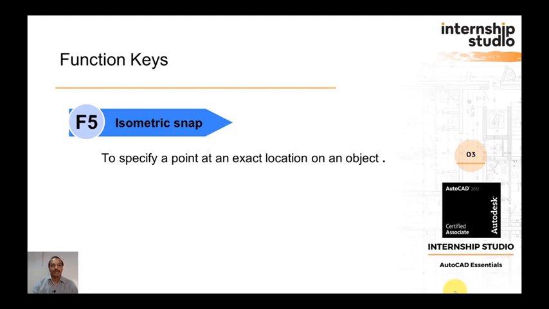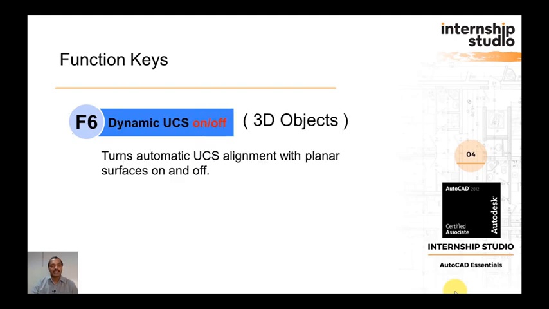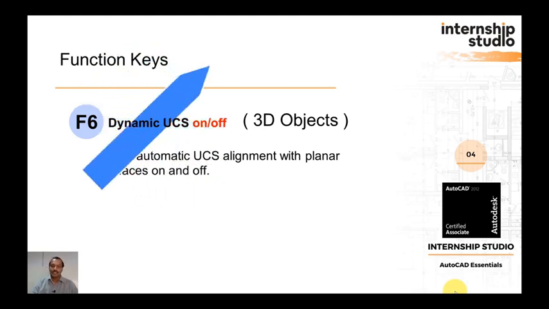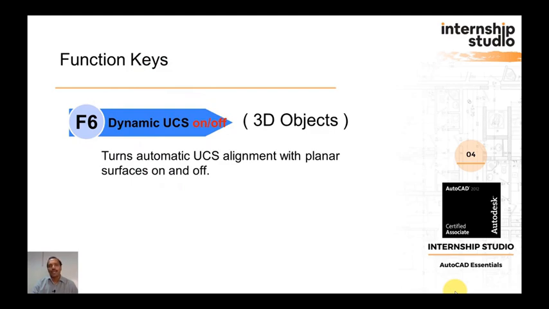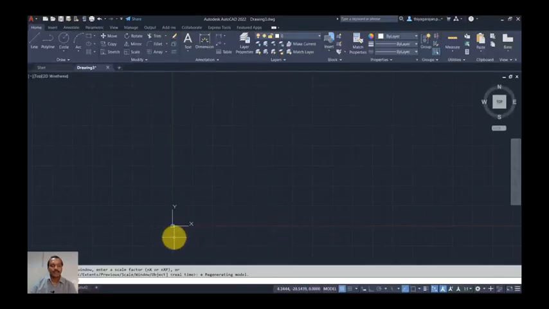Now we go for the next function key, F6. F6 is nothing but dynamic UCS, on as well as off. UCS means what? User coordinate system. You see here in our AutoCAD we are seeing this x-axis, y-axis. This is called the user coordinate system. This is a representation for the user, which is the x, which is the y. So this user coordinate system we can shift anywhere. That is called dynamic UCS.